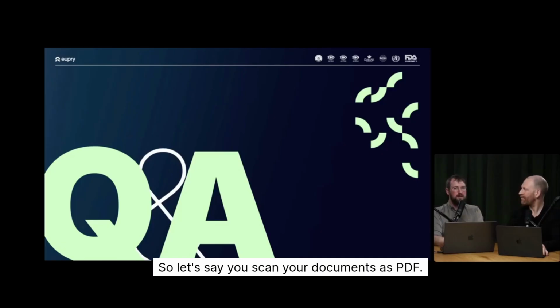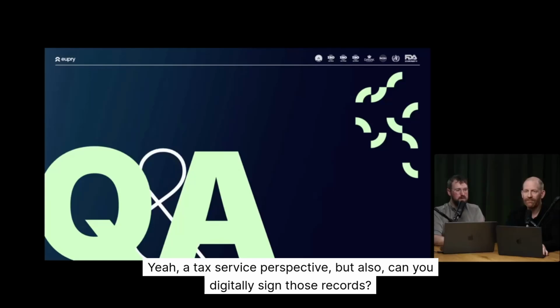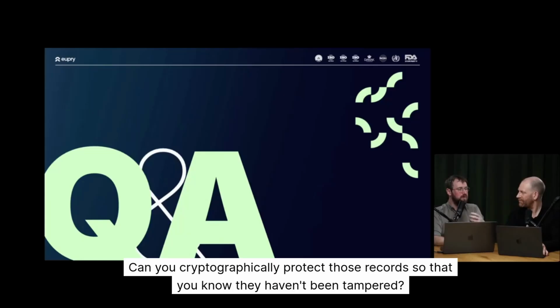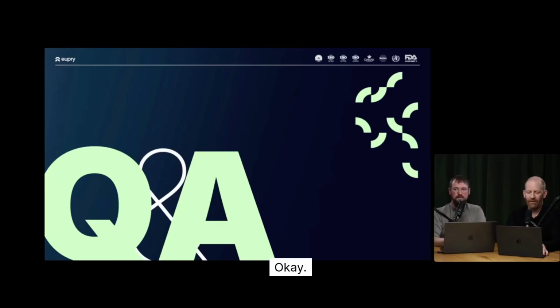So let's say you scan your documents as PDF. How do you ensure that those PDFs are tamper-proof, both from a user access level, attack surface perspective, but also, can you digitally sign those records? Can you cryptographically protect those records so that you know they haven't been tampered with? Those requirements don't disappear just because at some point in the lifetime of that record it was on paper. So that still applies.